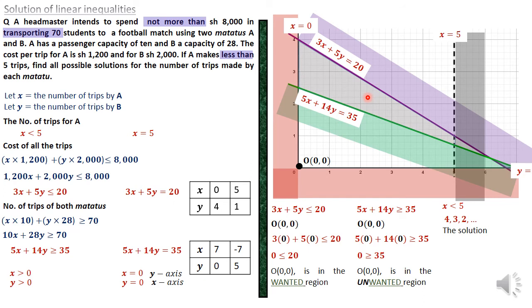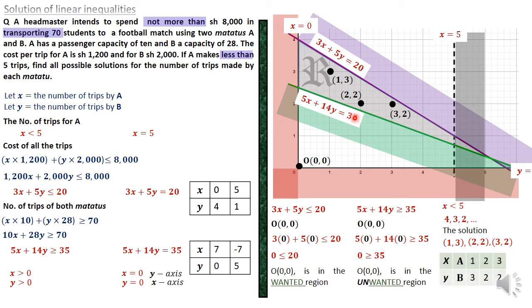The solution is the region that's been left out there, that region there. The question was to find all possible solutions. The possible solutions will be the following. We can have that point there, the point (1, 3). Okay? It could also be the point (2, 2), or (3, 2). Those are the only possible solutions. We should take integral values to mean whole number solutions. Therefore, the solutions are (1, 3), (2, 2), or (3, 2), the ones that I've just picked from here.